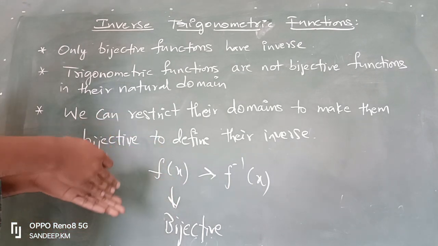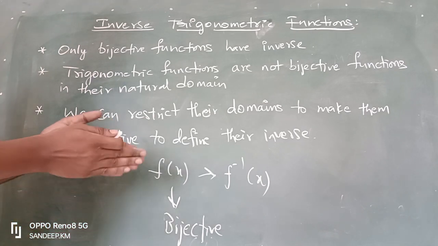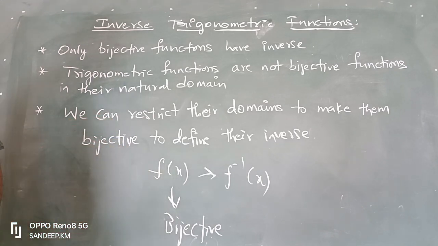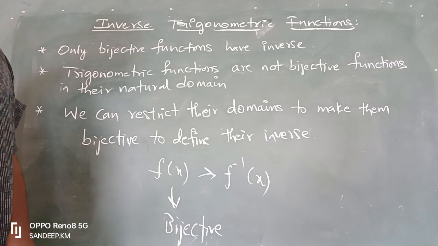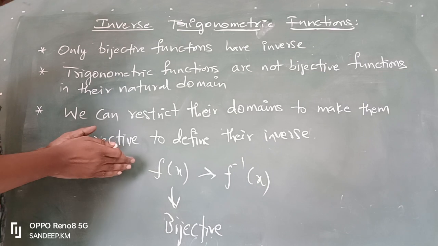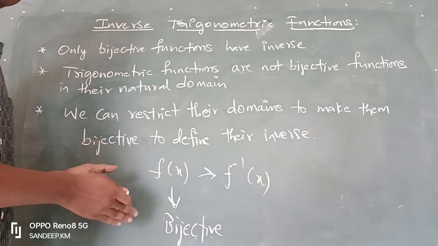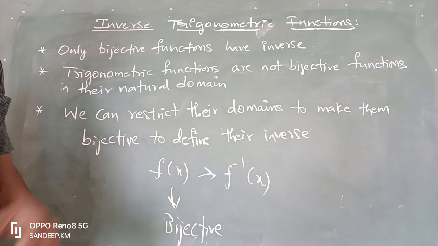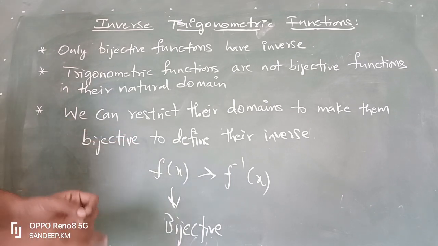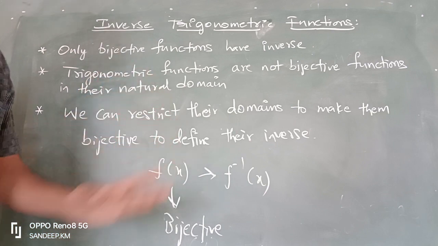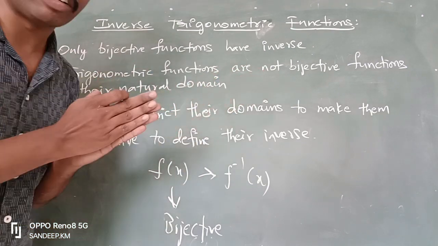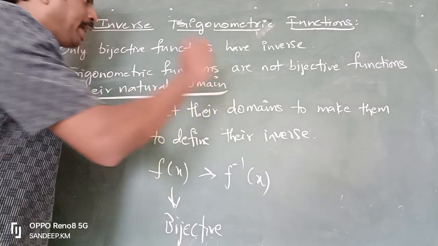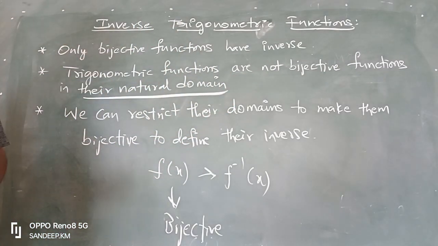If a function is both one-one and onto, then the function is said to be a bijection. Certainly we will see another video to define a bijective function very soon. If a function is bijective, then we say that the function has an inverse. In that case, trigonometric functions are not bijective functions in their natural domains.